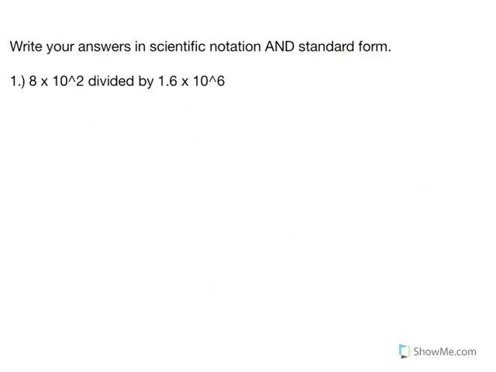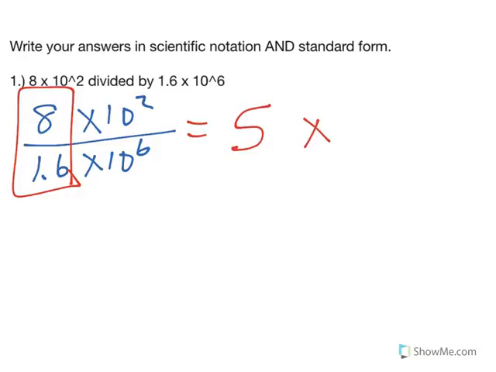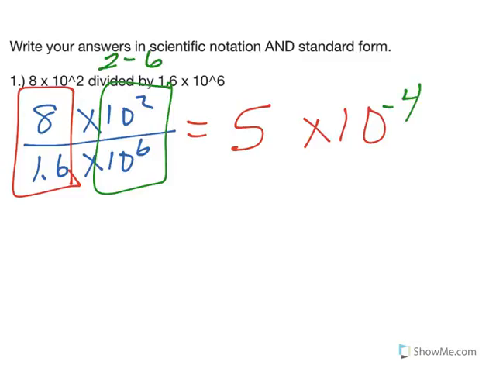And the next one. So now we're going to do some actual math. It does say write your answer in scientific notation and standard form. So first of all, I'm going to write this vertically. 8 times 10 to the 2nd divided by 1.6 times 10 to the 6th. First, I'm going to divide my numbers. 8 divided by 1.6 gives me 5 times 10 to the, when I do my exponents, remember if I divide, I subtract. So 2 minus 6 gives me negative 4.